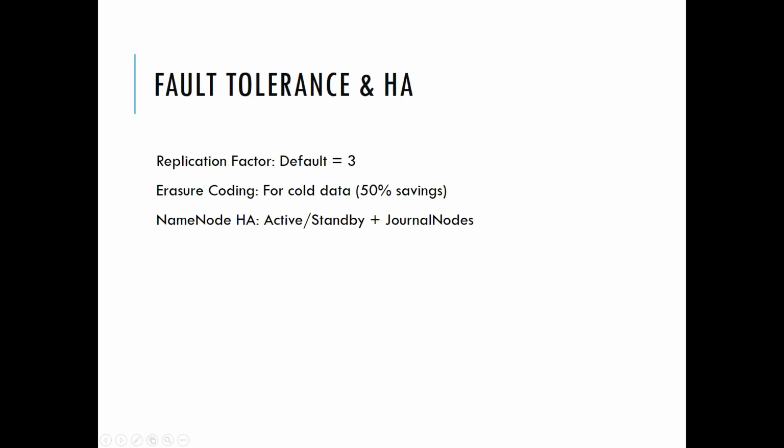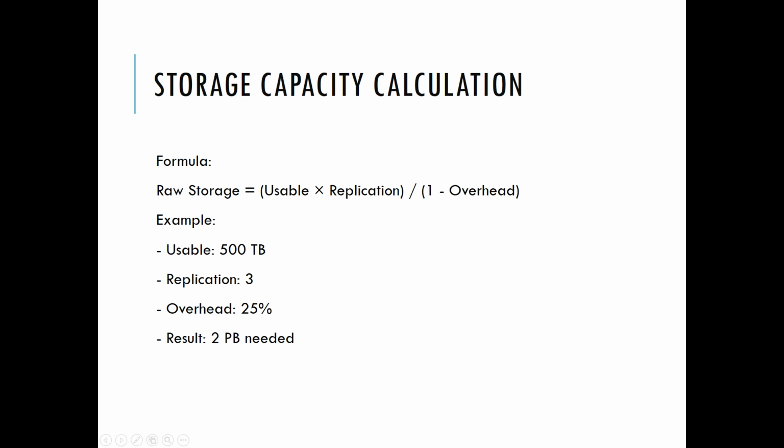HDFS stays safe by copying or encoding data. The default replication factor is 3. That gives strong durability, but triples capacity. For cold data, erasure coding can cut storage almost in half while keeping redundancy. Protect metadata too. Run name nodes in active-standby mode with journal nodes recording every edit so a failover is automatic and fast.